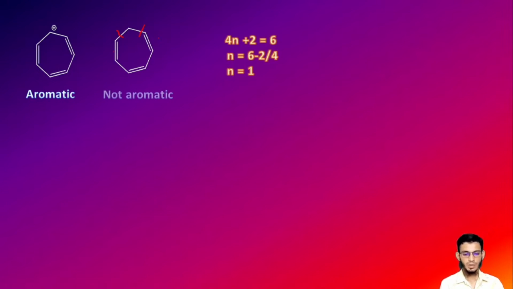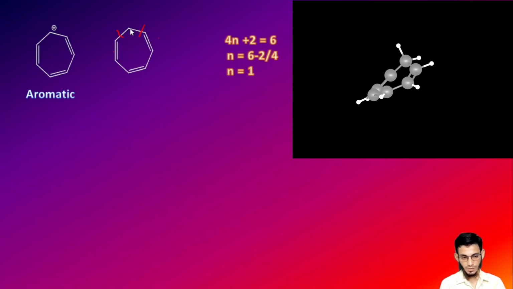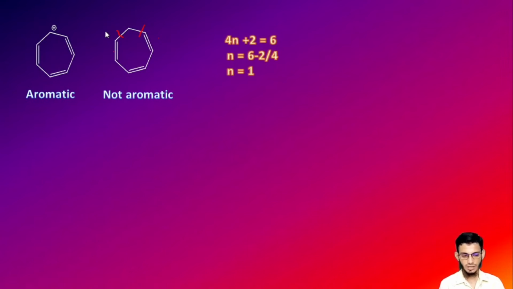Third rule, 4n plus 2 pi electrons. Here you can simply see that there are 6 pi electrons, so you will also get n equal to 1. But it is not a flat molecule, because this carbon, you can see my arrow, is sp3 hybridized, and this sp3 hybridized carbon will be out of the plane. You can see it in the image also, that is how the 3D structure is given in the image. So simply it is not aromatic. We will discuss in a later stage whether it is anti-aromatic or non-aromatic.